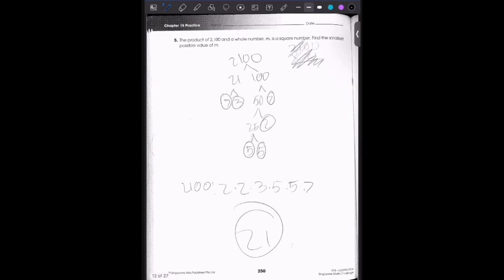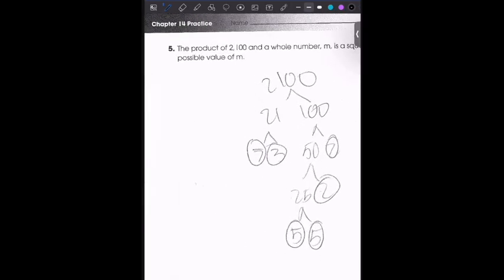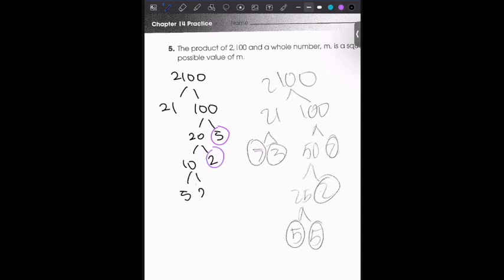Now let's take a look at the next problem. And so now it says the product of 2100 and a whole number m is a square number. Find the smallest possible value of m. Now we're going to do the prime factorization of 2100, and we can write this as 21 times 100, and 100 can be written as 20 times 5, so 5 is a prime number, and 20 can be further broken down into 10 and 2. 2 is a prime number, and 10 can be broken down into 5 and 2.